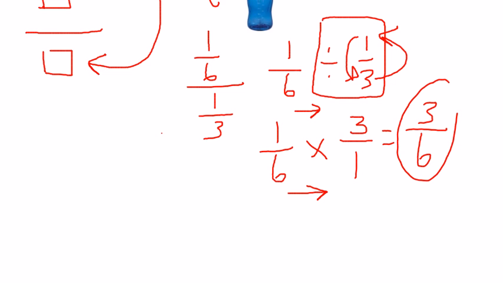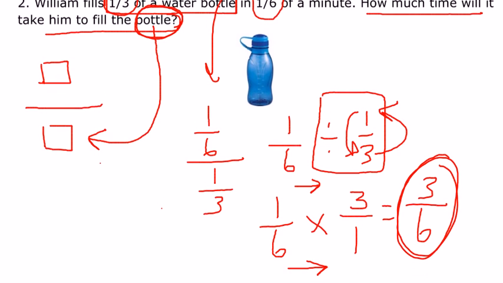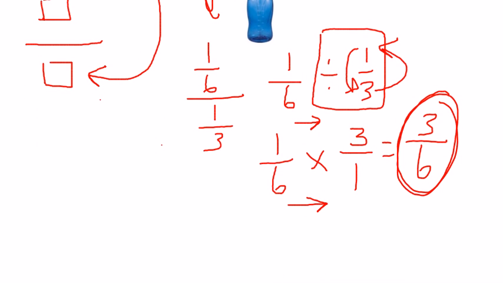So you'll say, Mr. Fricky, I'm done. I will say, well, let's look back at our problem. What do we want to figure out? How much time will it take for him to fill up the bottle? So you would give me the answer 3/6. And then I would ask you, does that answer make any sense? And you'd say, well, of course not, because I didn't reduce 3/6. Well, okay, we can reduce that down to 1/2.